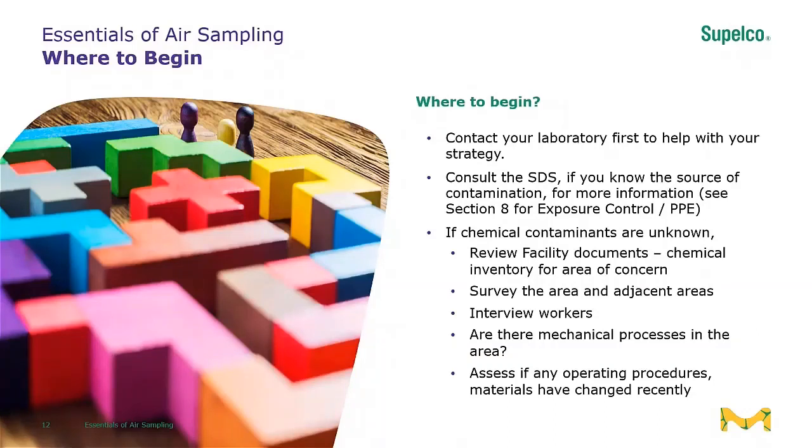However, if you don't know the chemical contaminants, if you're starting from scratch, and particularly if it's in an industrial work environment, still go to those facility documents and look at the chemical inventory in that area. Also look for the chemical inventory in adjacent areas. Oftentimes, facilities do share air handling. There could be an air intake from the outside that could be causing the problem. So it's very important that you not only survey the area if you don't know, but also adjacent areas and the outside, particularly where air intake comes into the building.